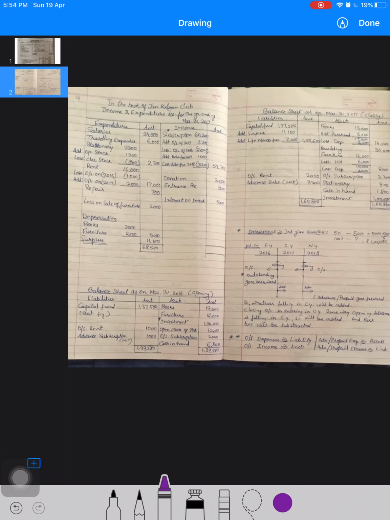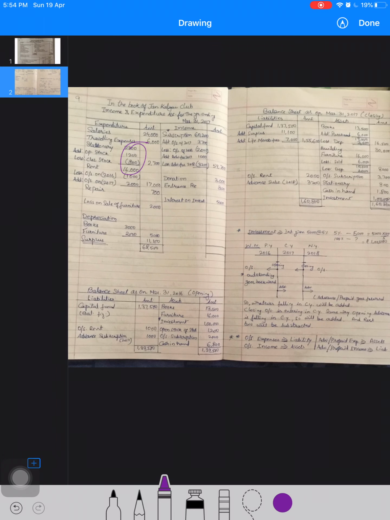So now let's start this. Salaries 24,000, no adjustment, so write as it is. Traveling expenses, no adjustment, so write as it is on the expenditure side. Stationery, you will write on the expenditure side. Now the third adjustment, there is an opening stock of 1,200 and a closing stock, so add opening stock and less closing stock. You can see here I have done it. Stationery, add opening stock, less closing stock, so you have to write the total amount.